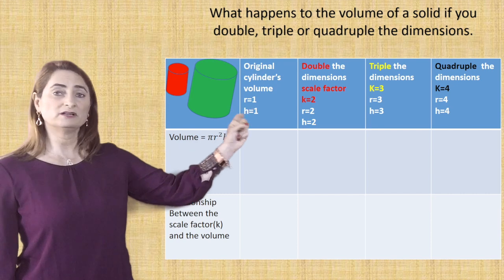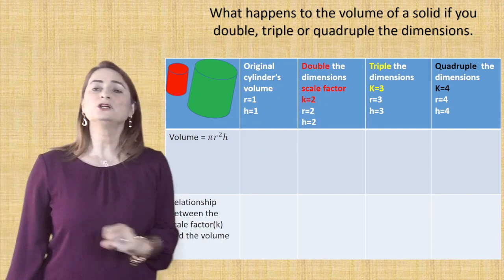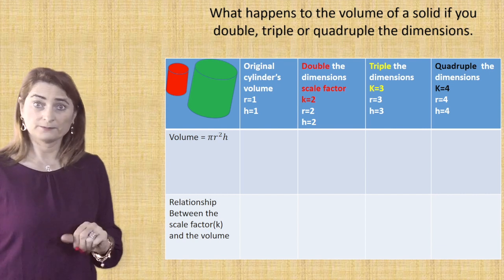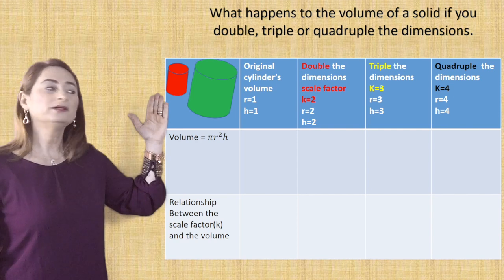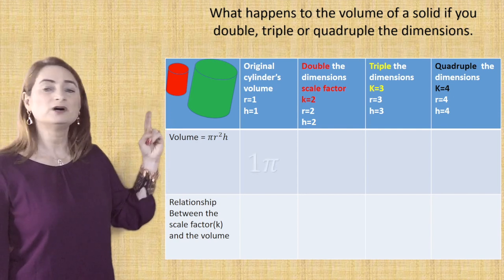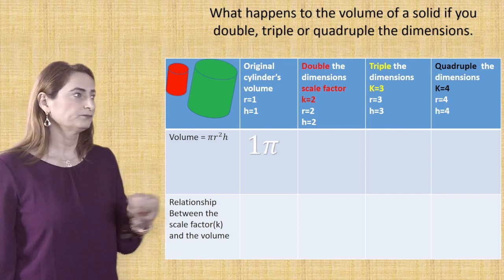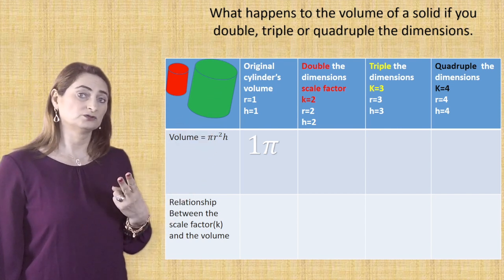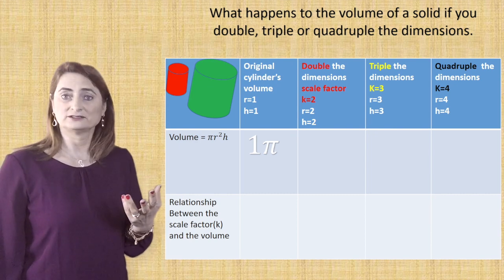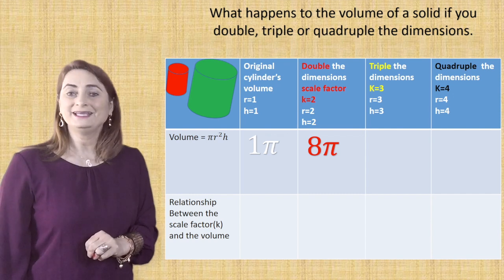If you double, the scale factor is 2. If you triple, a scale factor of 3. If you quadruple, the scale factor is 4. Now, the original cylinder with a radius of 1 and a height of 1, the volume would be 1 pi. So I'm keeping pi with the volume. But if I double the dimensions, that means the radius is 2 and the height is 2 because the scale factor is 2. So the volume will be 8 pi.